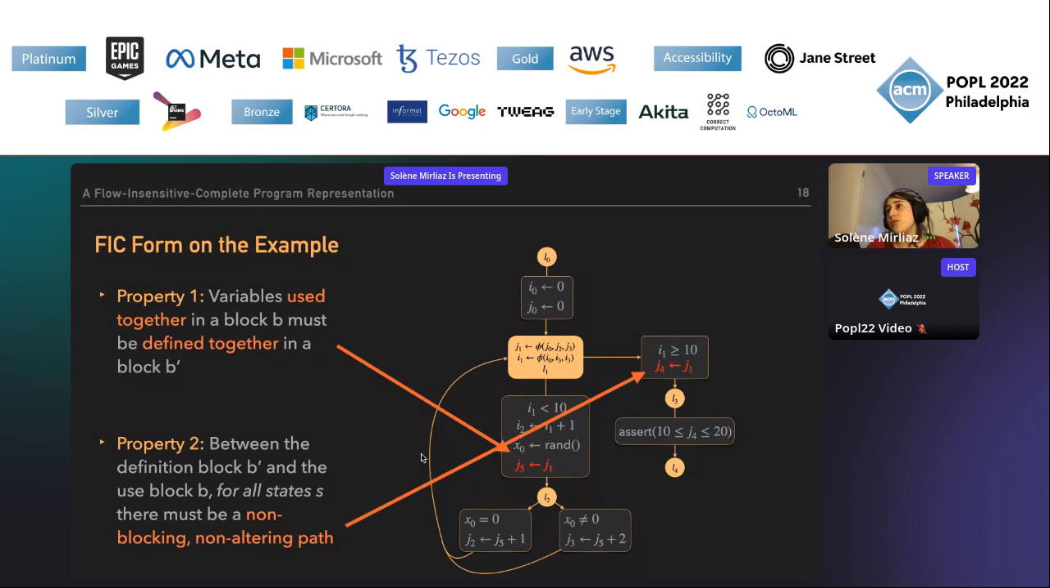Another copy I need to introduce is here also for J1, because it was used in the assertion, and it was defined before the program point L1 by the phi function. So there are some states that must go through the condition I1 greater than 10 before reaching the assertion. And since some state can be blocked by this condition, we did not respect property 2 with the previous setting. So we need to insert a new copy here for J1.